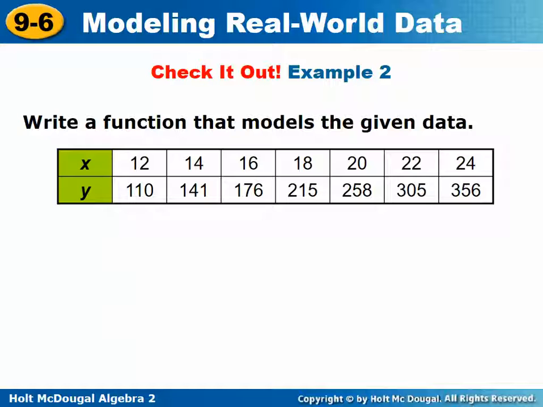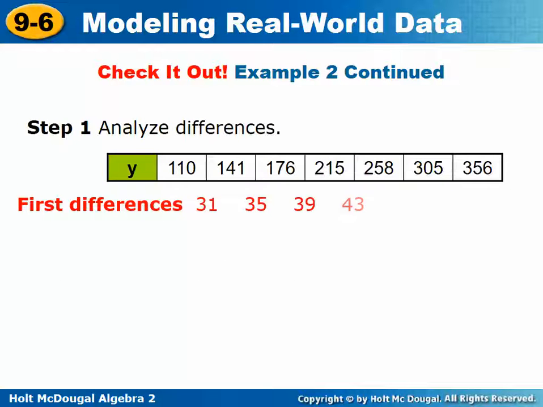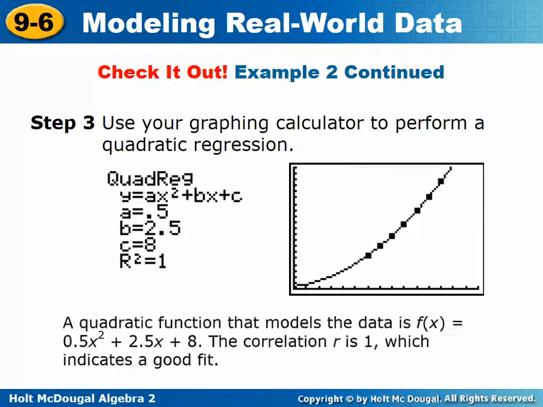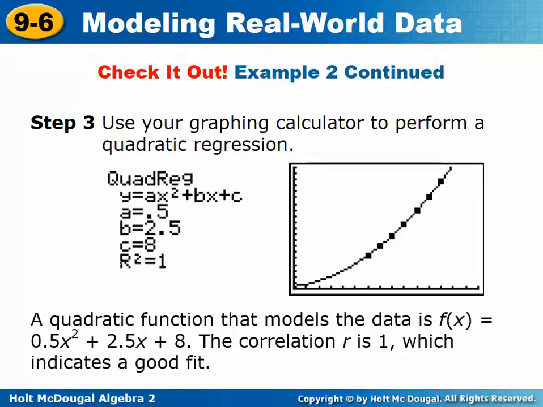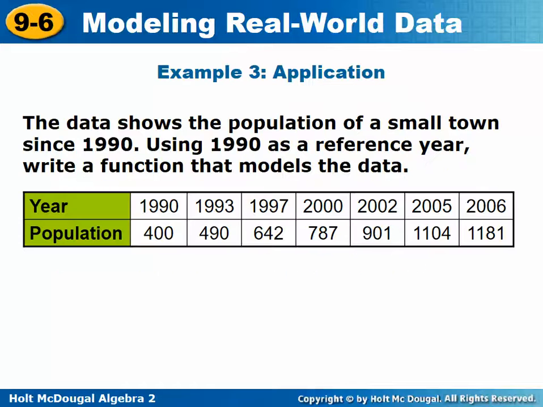In this one, the x values go up by 2, so for the y values we're going to check the first differences. The first differences are not constant, and they aren't really very close. The second differences are exactly the same. So this quadratic function is going to be even better. It's exactly quadratic, and we get that r squared equals 1. So then for a you put in 0.5, for b you put in 2.5, and so on. Very good fit.